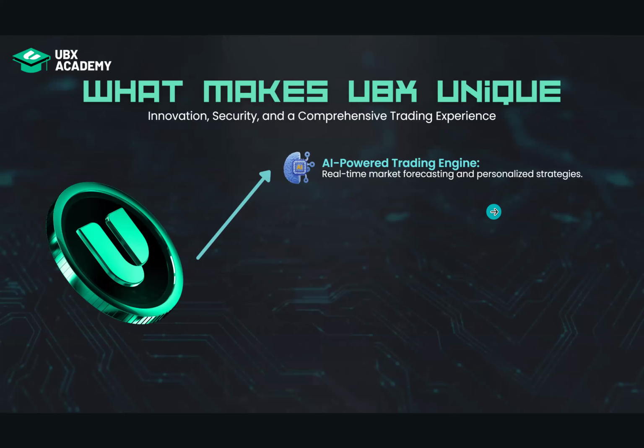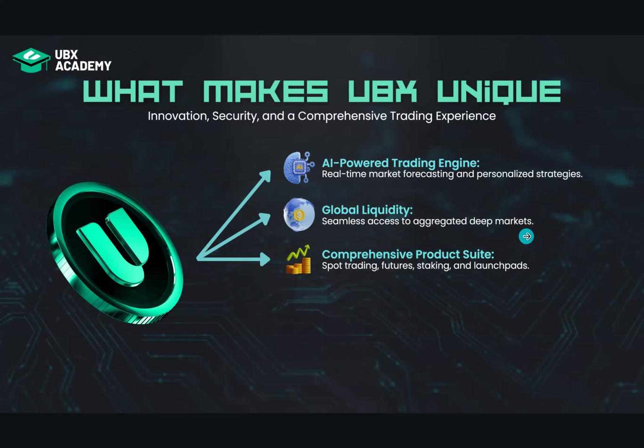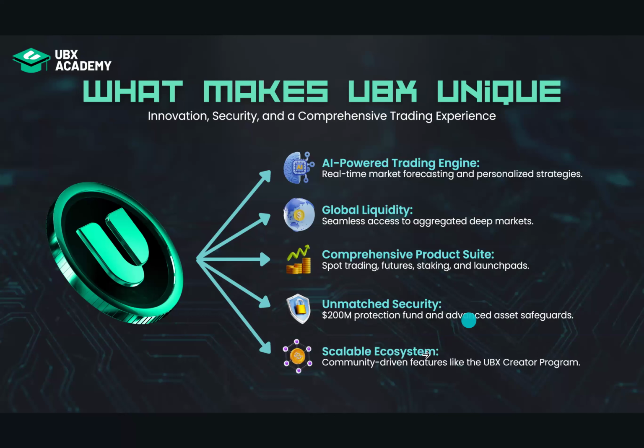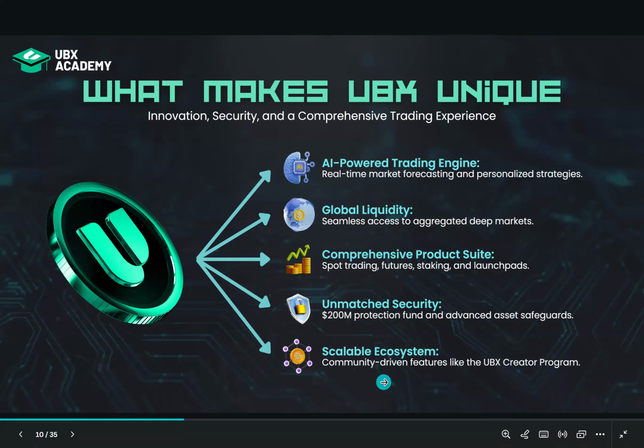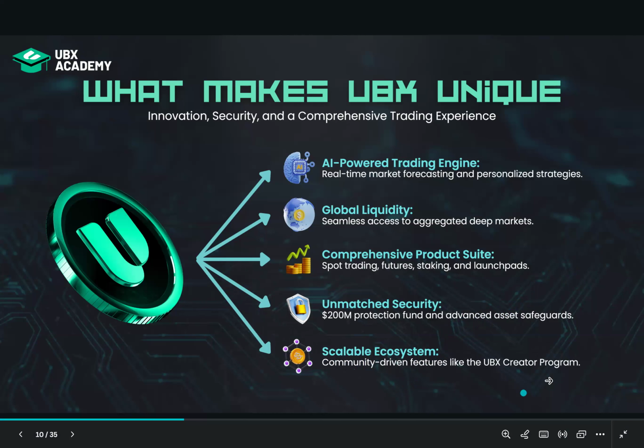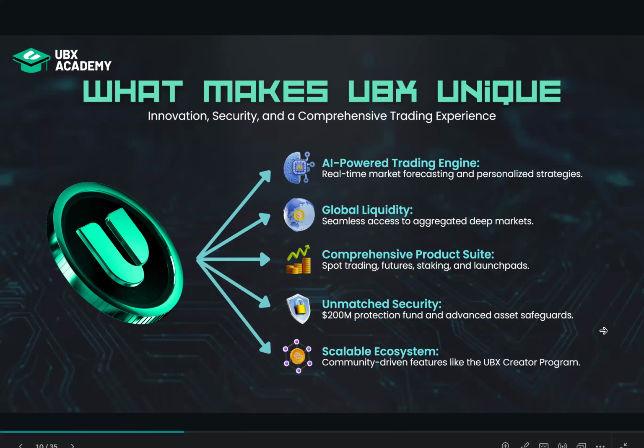So what makes us unique? An AI powered trading engine, global liquidity, and comprehensive product suites. With our launchpad, we have more products to come, and more developers will join our blockchain and our exchange to launch tokens. And we have a matching security fund of 200 million, a protection fund. We also have a scalable ecosystem, that's our community. Like I mentioned, UBX is different from other exchanges in that we are community driven for growth. Because of our referral program, we get more leaders and community members to become builders to introduce the UBX exchange to new users.